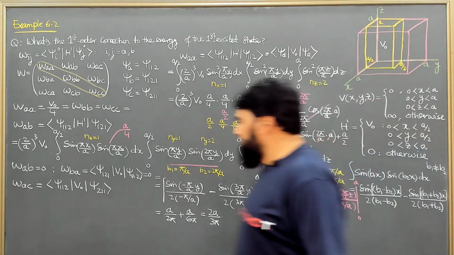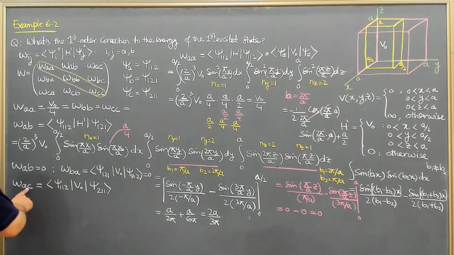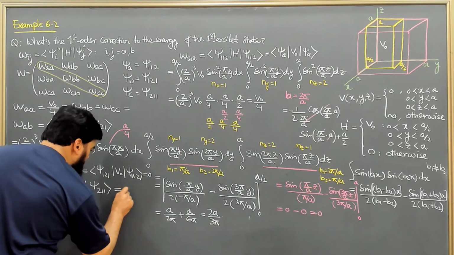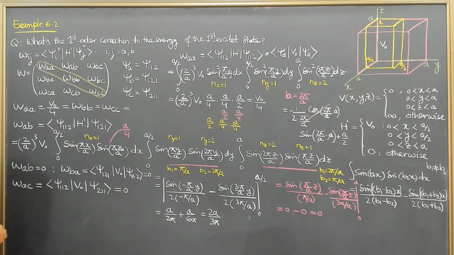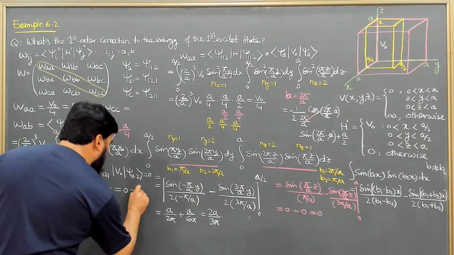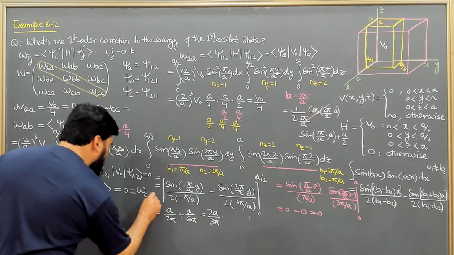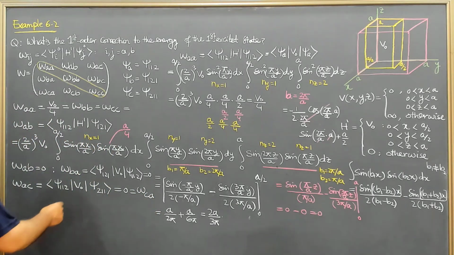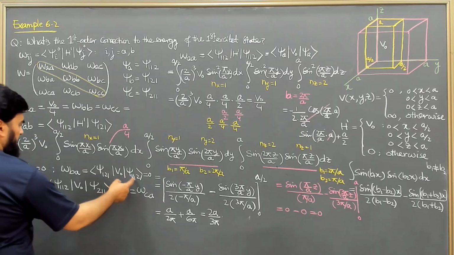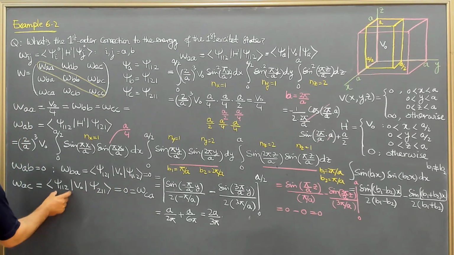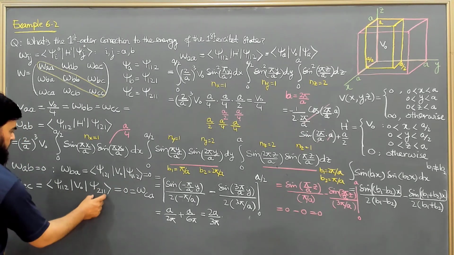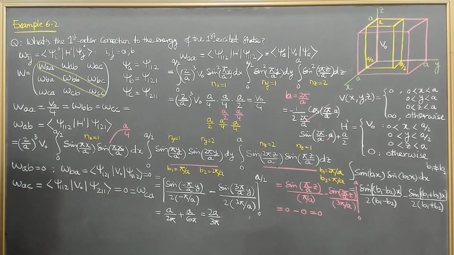So the WAC will also come out to be 0, and this will be true for WCA as well, because CA will become here, 2, 1, 1 will come here, and then 1, 1, 2 will come here. So again that combination for the Z will give us 0, and WCA will also become 0 here.